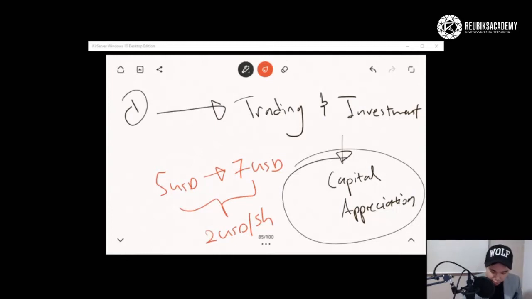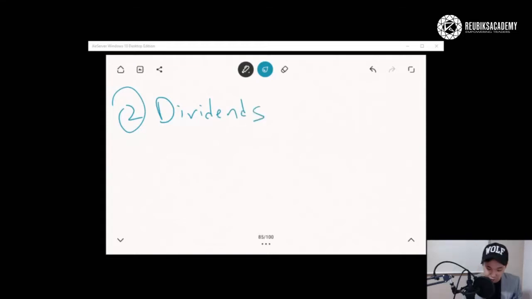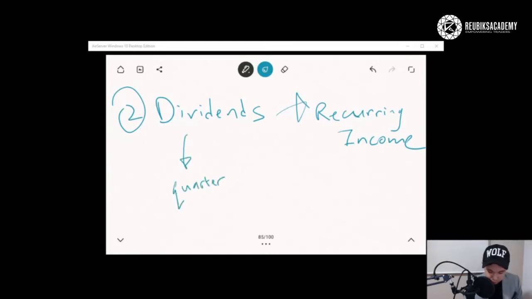Now, the second way of making money in the financial markets is through dividends. For dividends, it's also pretty basic, pretty simple. It's basically a form of recurring income. Basically, when you hold on to shares and stocks, every quarter or every year, it depends on whether the dividends are quarterly or annual. If it's quarterly, it means that the dividends are issued every 3 months.